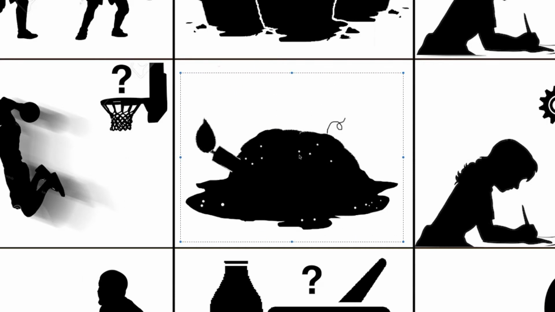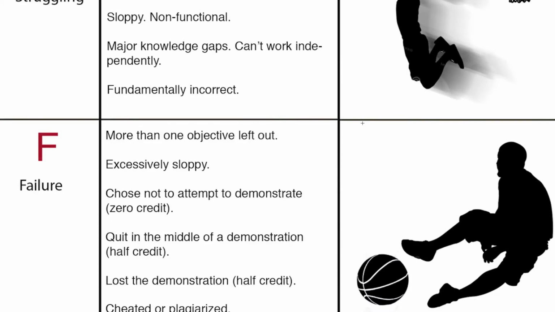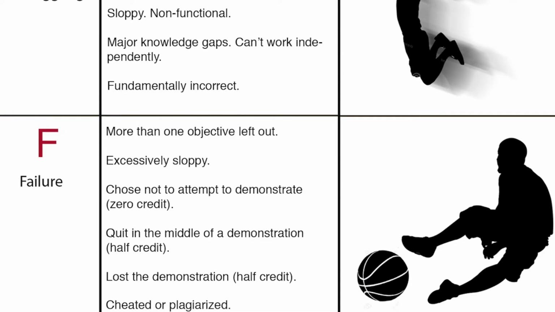This cupcake does not function. Understanding of a concept means major knowledge gaps. The Civil War is not understood because the key players are not understood. The machine does not work because many major gears are missing. And for F work, typically more than one objective was left out.